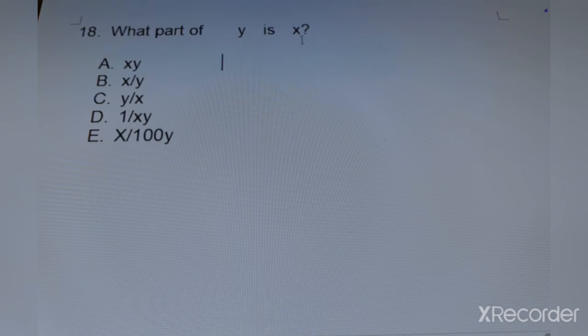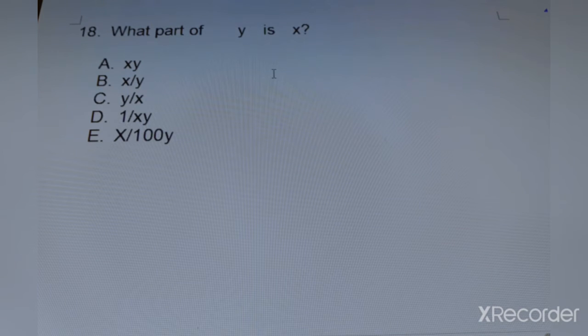Number 18. What part of y is x? Okay, what a question. What part of y? Y. U is your x. Okay, your x is just part of you. And it can never be you. Just part of you. Okay. So your x is part of y. That means your x is over your y. Over y.